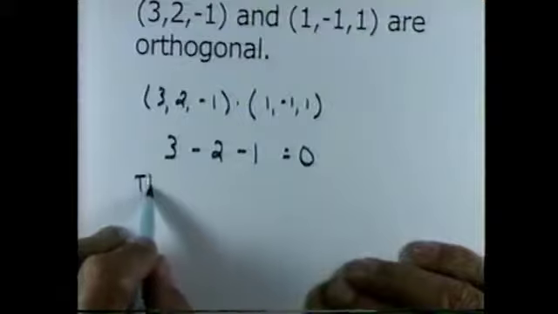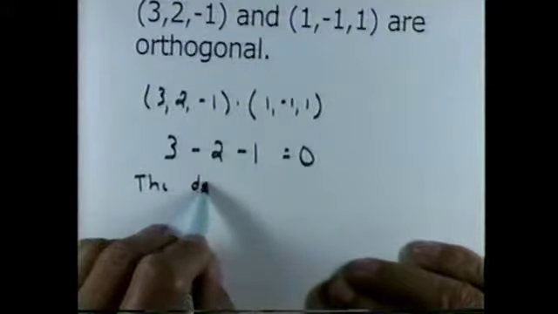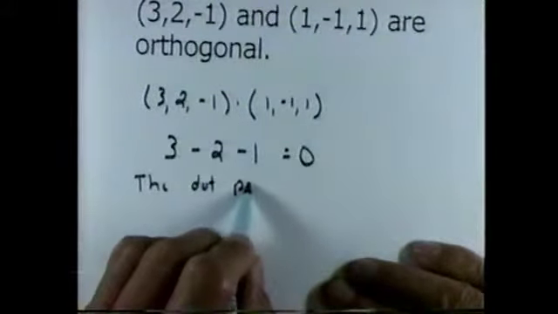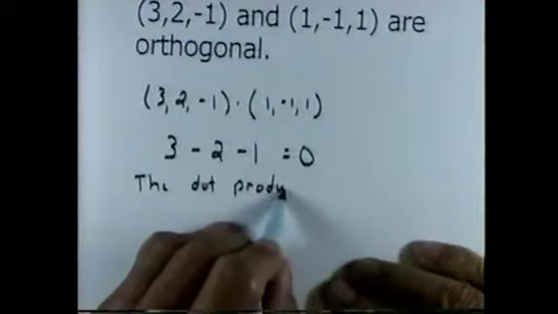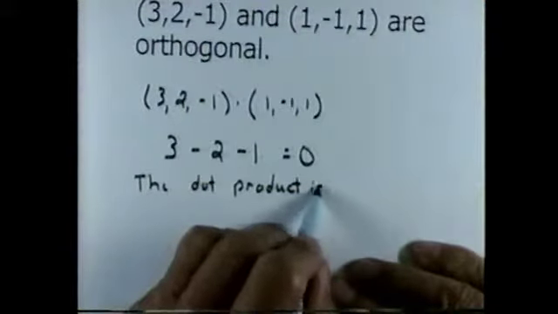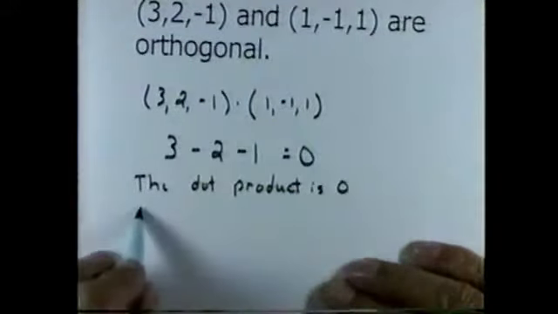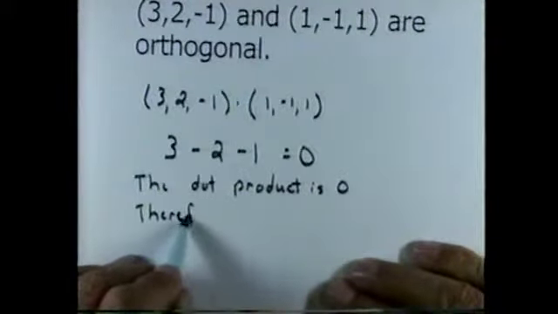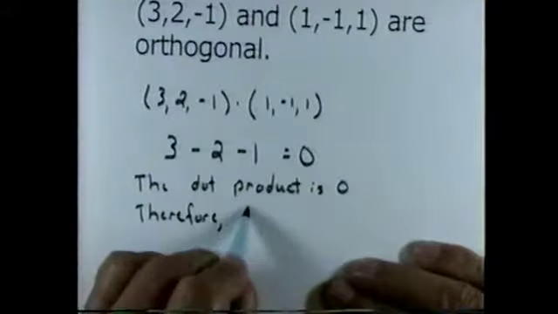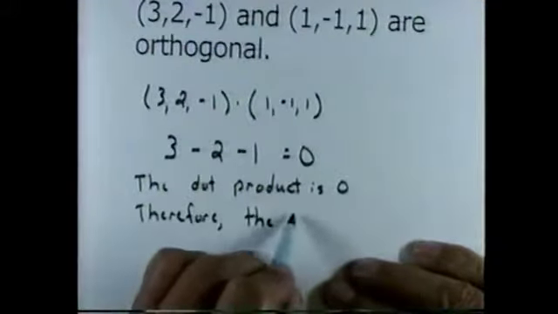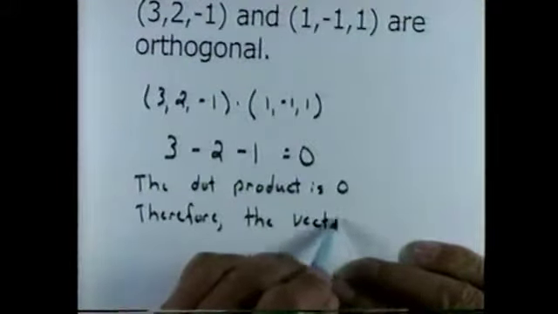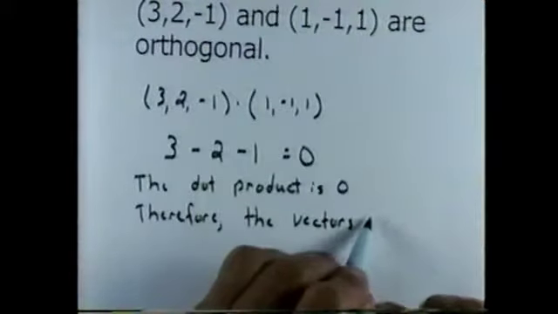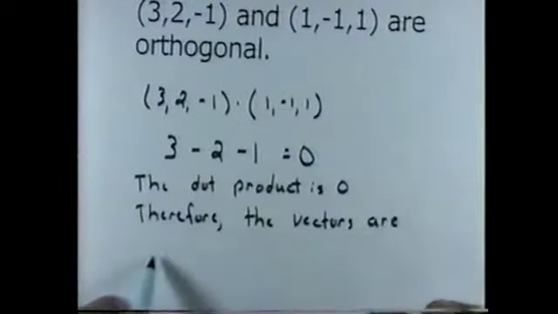So we say the dot product is 0, therefore the vectors are orthogonal.